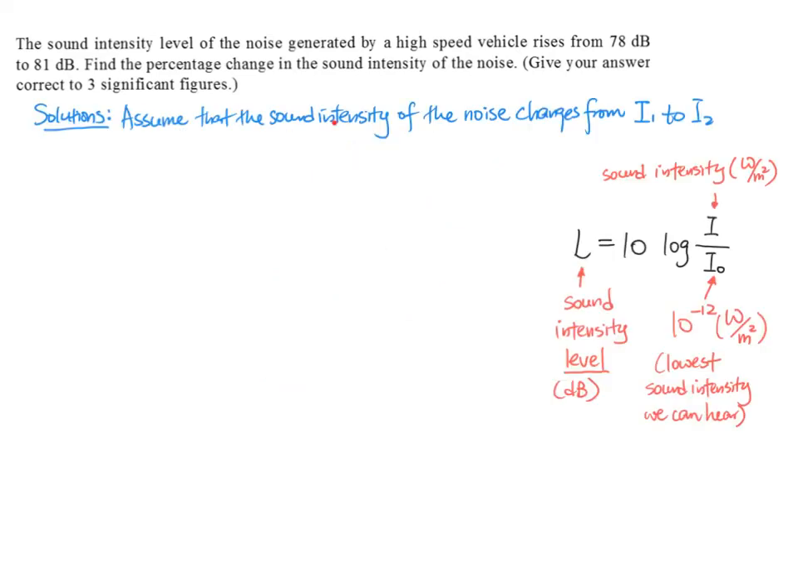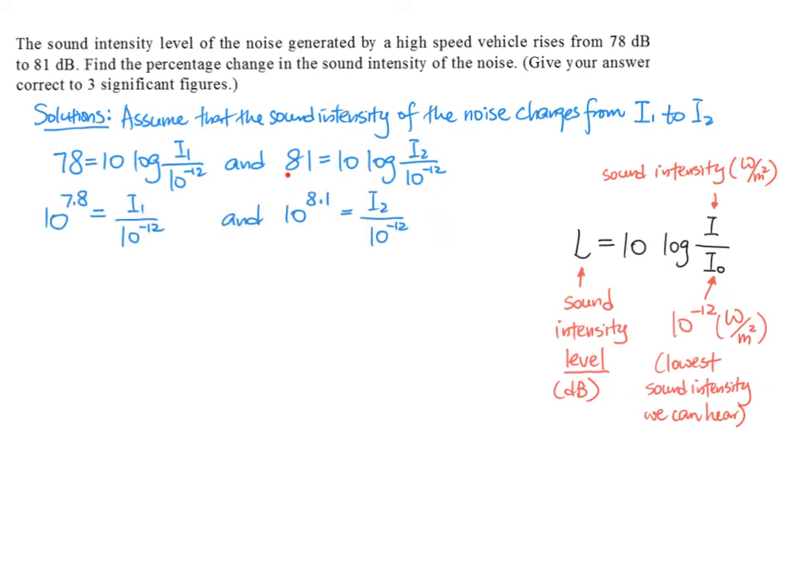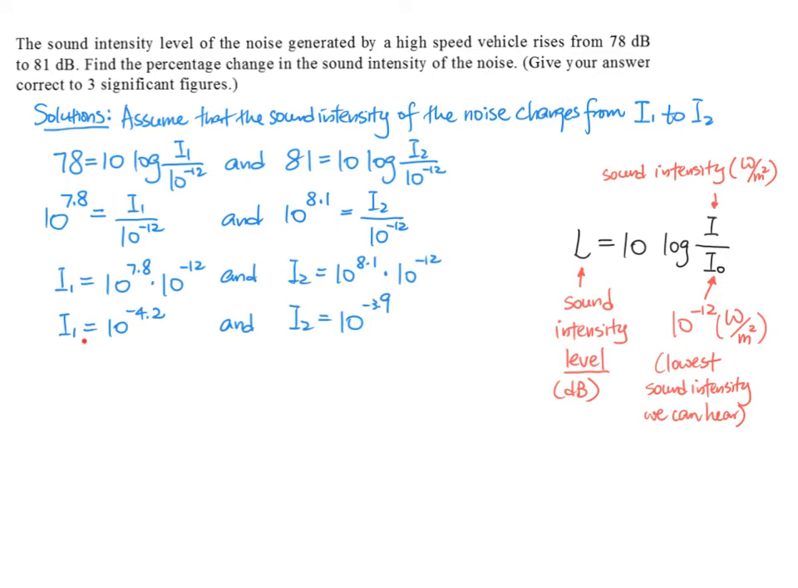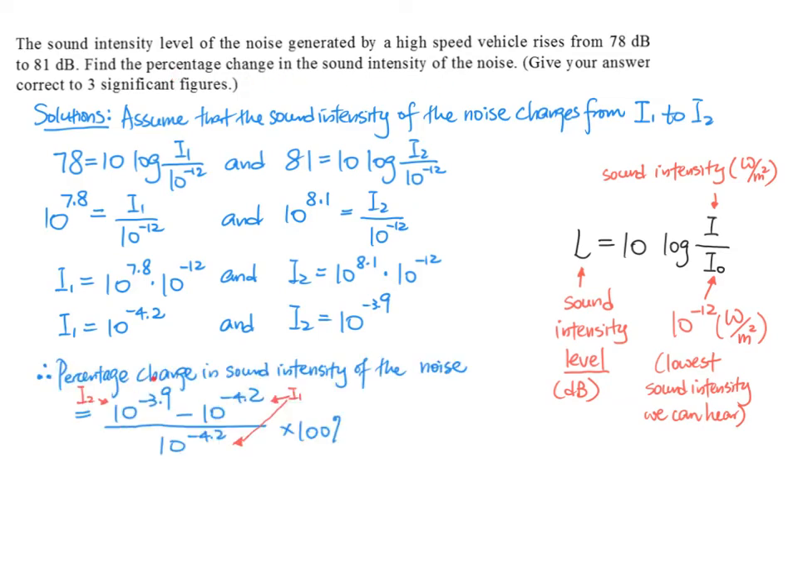So we start out by letting the unknowns assume that the sound intensity of the noise goes from I1, which corresponds to this L, to I2, which corresponds to this L. When we have I1 for the intensity, the corresponding intensity level would be 78. And when the intensity is I2, the intensity level would be 81. And so we have two equations, two unknowns. And so we got I1 for this and I2 for this. Now we can find the percentage change, and it would be new minus old divided by old. And the answer would be an increase of 99.5%.